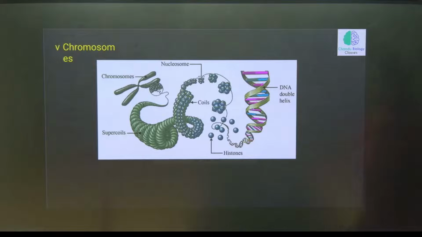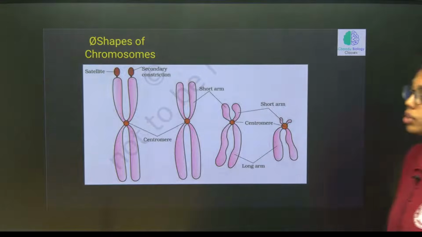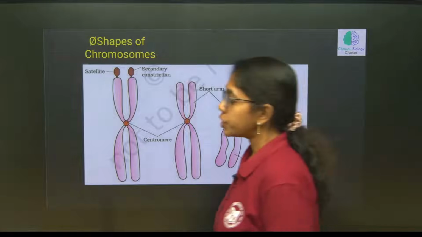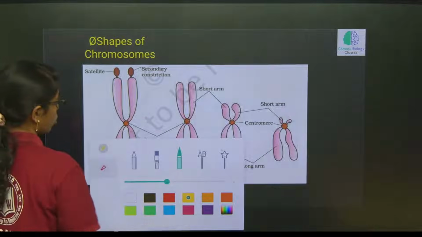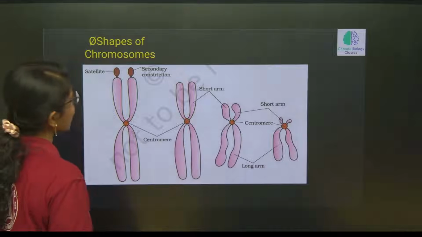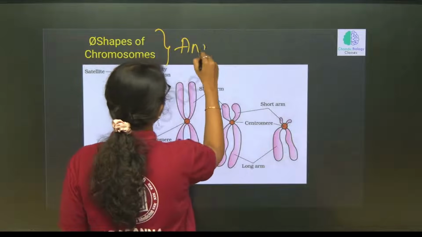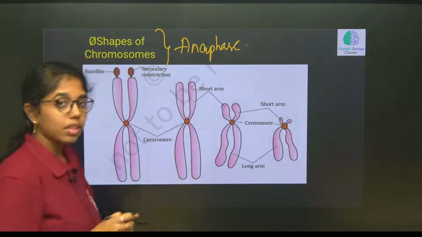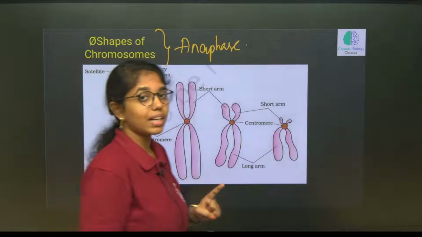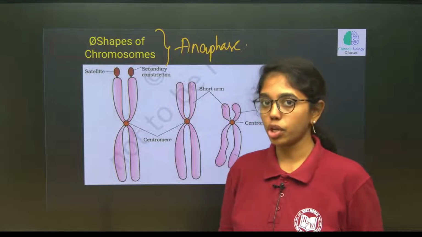Now, this is about the nucleus and chromosome structure. Now, we will look into the shapes of the chromosomes. If you see, we have 4 different shapes of the chromosome, and the shapes are clearly visible during anaphase of cell division. Okay, during which phase? The structure of the chromosome is clearly visible in the metaphase of cell division. The shapes of the chromosome are clearly visible during the anaphase of cell division.